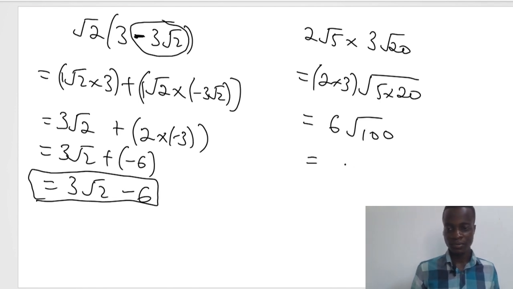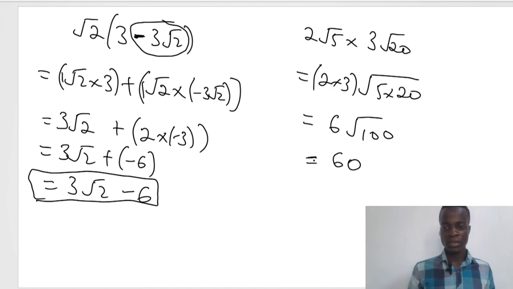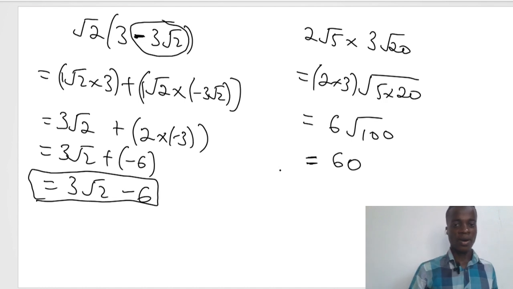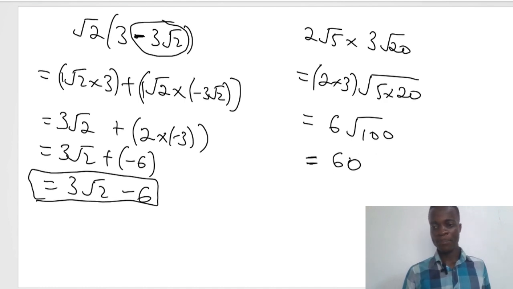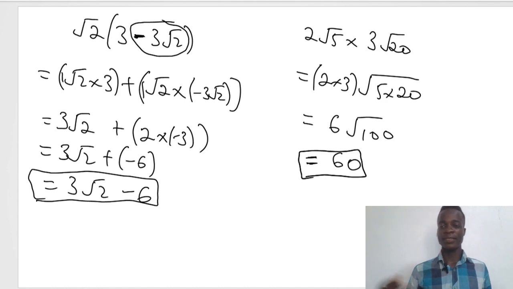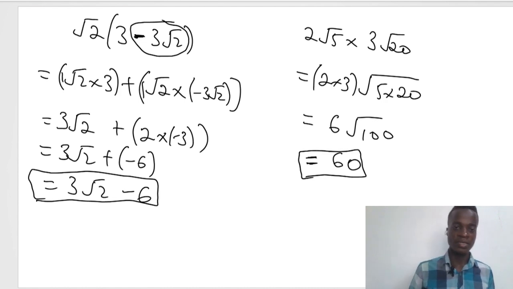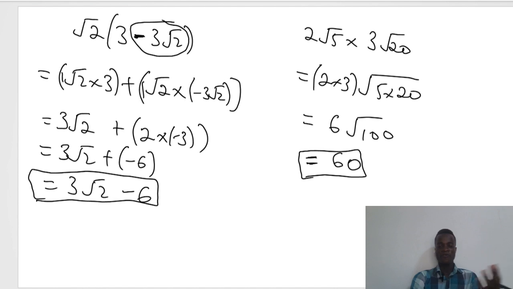but just put in the calculator 6 root 100. I have 60. So you have 60. Yes, so we have our 60 as our final answer for that expansion. So whatever you get at the end, when you simplify it, is good. If it doesn't simplify, you leave it as it is. Yeah, so this is the idea about multiplication, right? So that's how it is different from addition or subtraction.